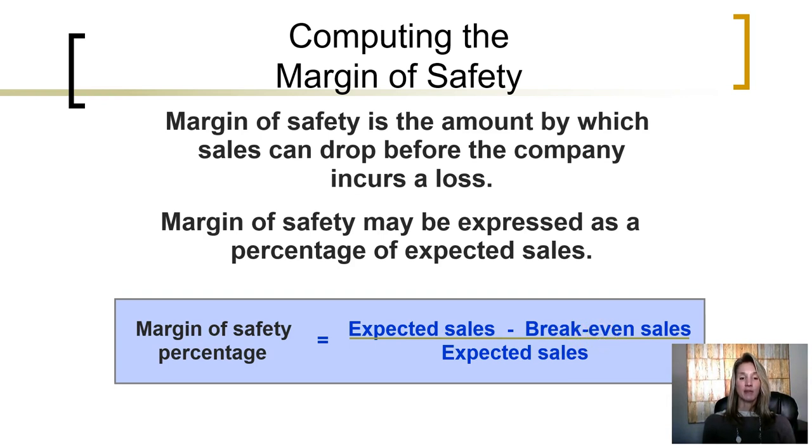If we want it in percentage, we would take the amount of that margin of safety and divide by the dollar amount of expected sales. This tells management how far off their selling expectations can be from their break-even point before they start to incur a loss. And that's why we call it the margin of safety.